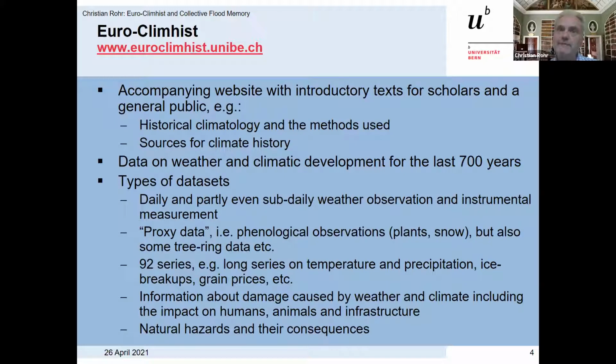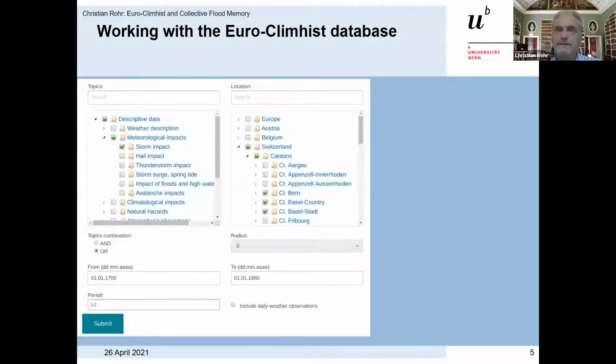And so maybe just to give you an impression on the types of data sets, so we have daily and even sub-daily weather observation. We have proxy data, that means phenological observation on plants and snow. We have long series of temperature, precipitation, ice breakups, grain prices, and the like. And we have also some information on the consequences of extreme weather on natural hazards, which is also a very important thing, in particular for a wider public.